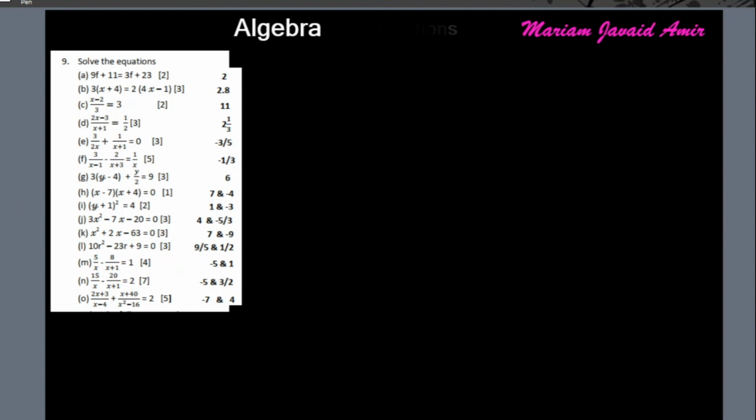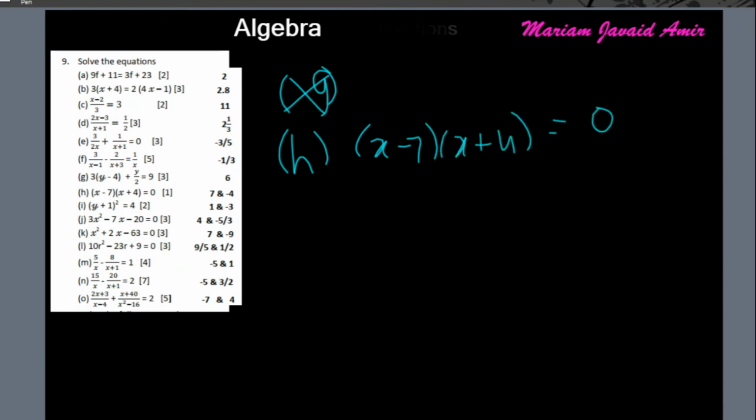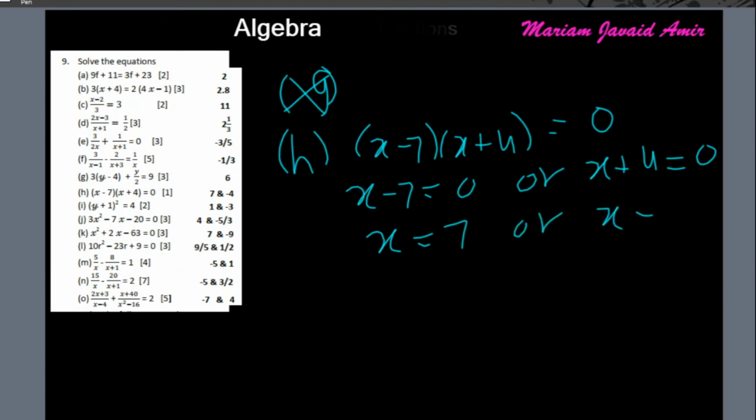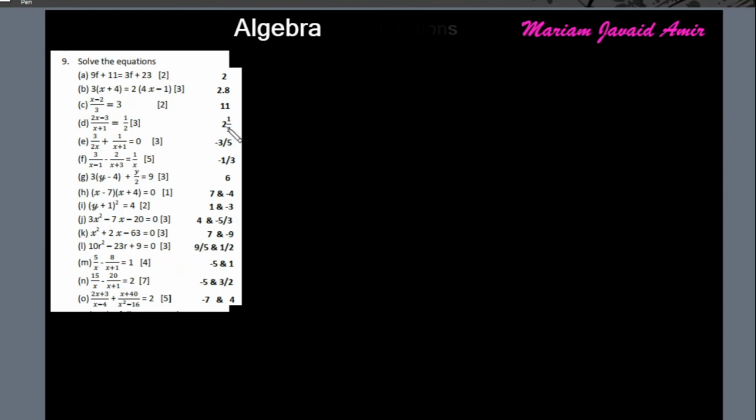Next up is part G, which is, I guess I'll just skip G. I'll do part H directly. X minus 7, x plus 4 equals 0. This is simply x minus 7 equals 0, or x plus 4 equals 0, which gives us x equals 7 or x equals minus 4. Part H.